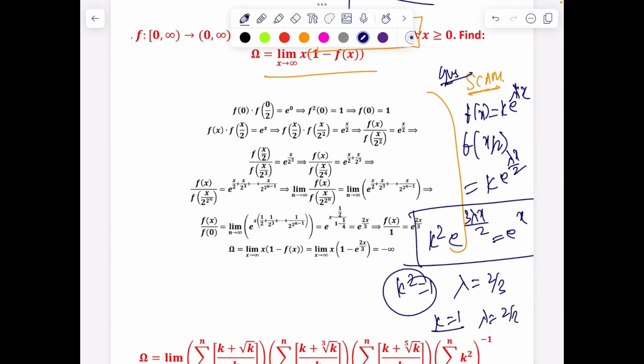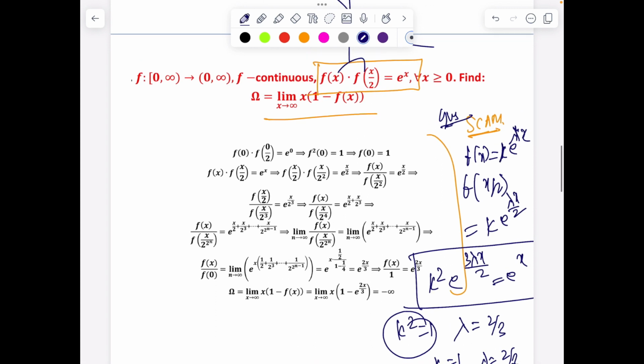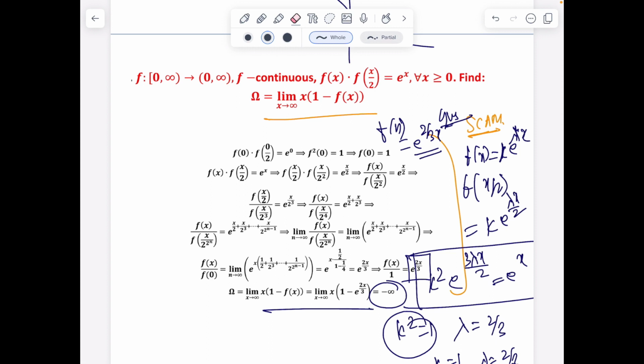Now of course one of the solutions will be when k squared is 1 and lambda equals 2/3. So I can pick up a solution k equals 1 and lambda equals 2/3, and that gives me f(x) as straightforward e^(2x/3). Okay, so once we know f(x), the rest is the limit as x goes to minus infinity.